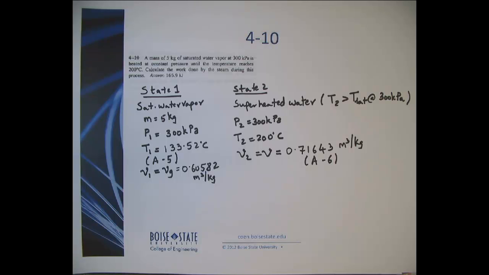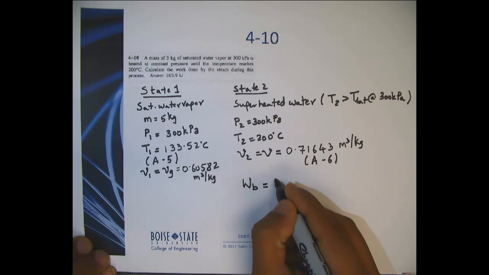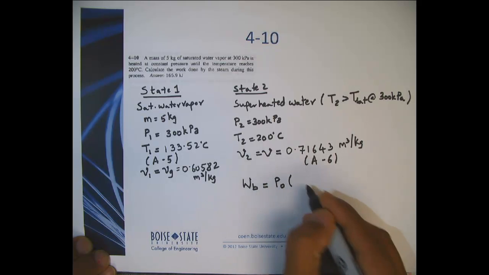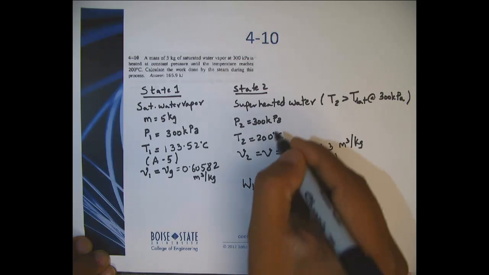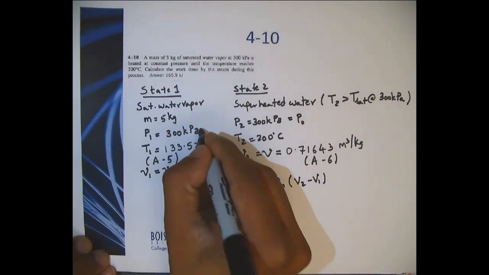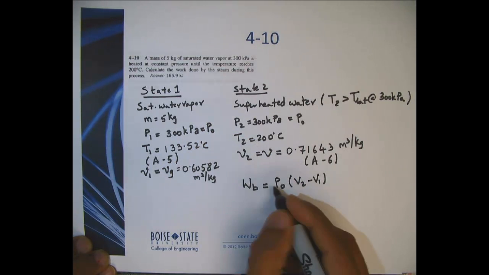Whenever work is done by the system, then you should get a positive value by convention. Let's look at the process. So for a constant pressure process, work done by the boundaries would be P naught times V2 minus V1. In this case, P naught is your 300 kilopascals. It's a constant pressure process.